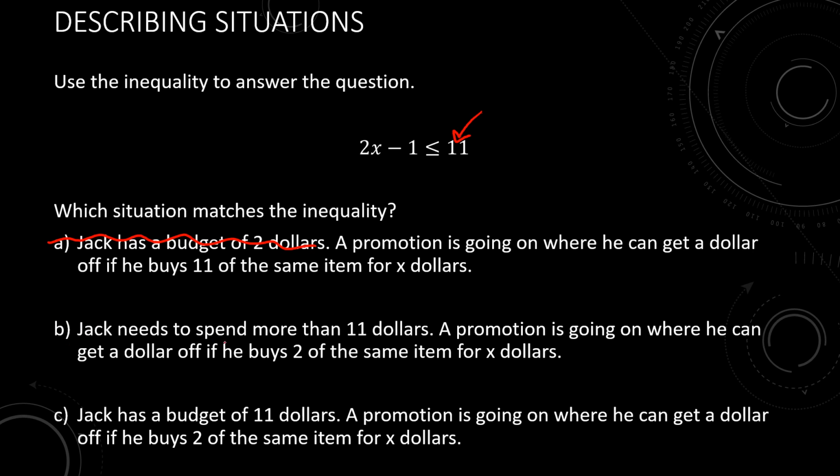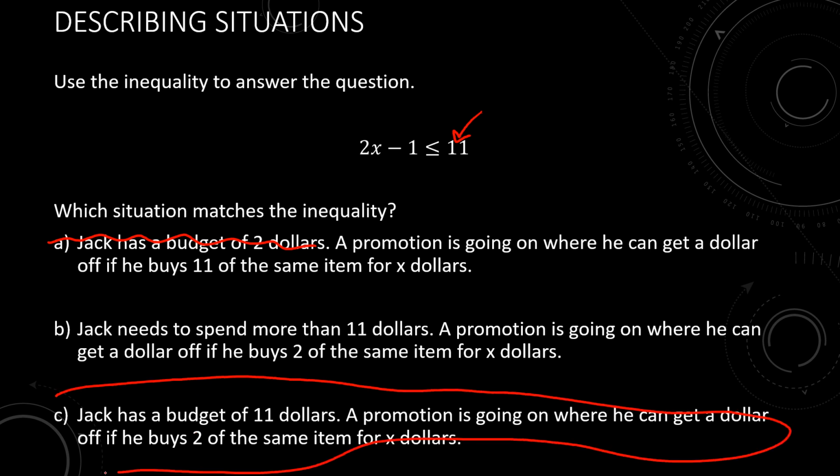B says that Jack needs to spend more than $11. And a promotion is going on where he can get $1 off if he buys 2 of the same items for X dollars. Let's read C and see if it matches a bit better. It says that Jack has a budget of $11. A promotion is going on where he can get $1 off if he buys 2 of the same items for X dollars. This one down here sounds much better.